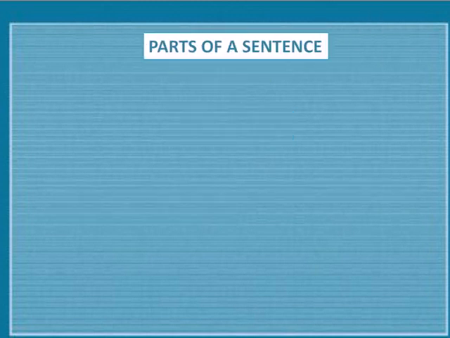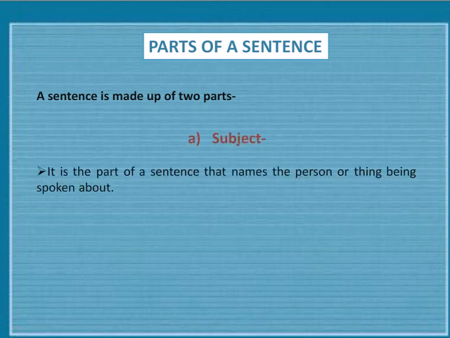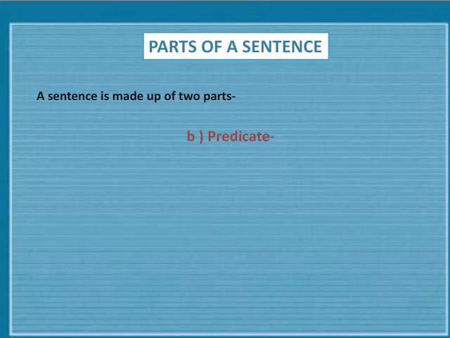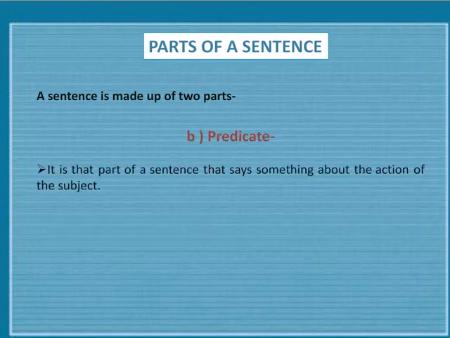Parts of a sentence. A sentence is made up of two parts. Subject: it is the part of a sentence that names the person or thing being spoken about. In a sentence, a subject is placed first, except in an interrogative and exclamatory sentence. Predicate: it is that part of a sentence that says something about the action of the subject.